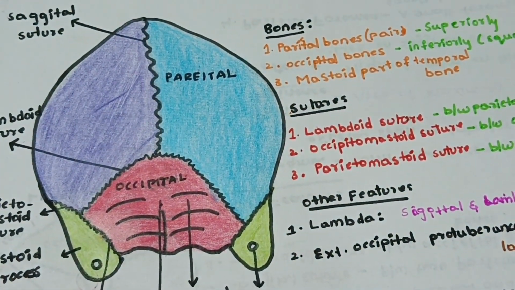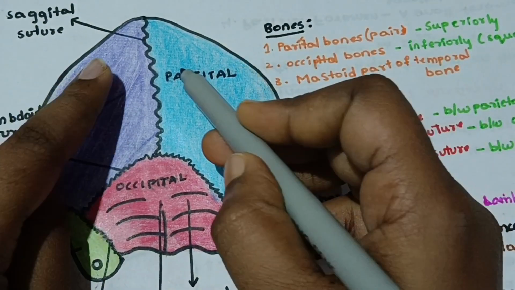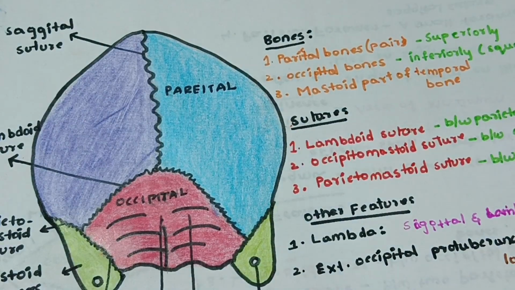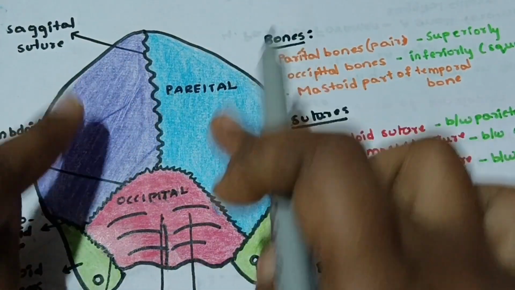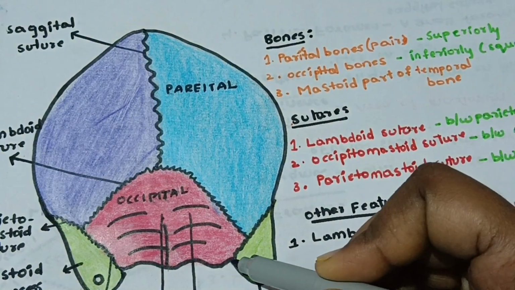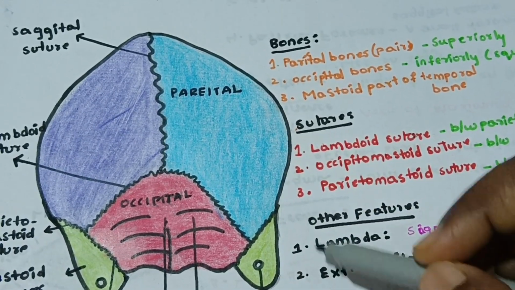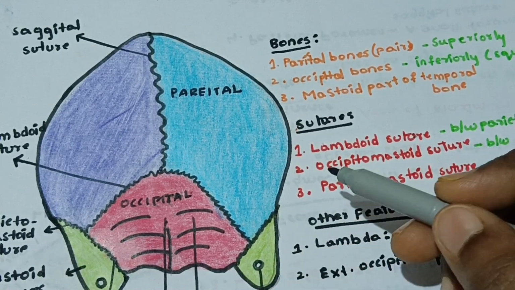The main bones involved in the formation of norma occipitalis are obviously the occipital bone, the posterior part of the occipital bone, with the posterior parts of the parietal bones. Mainly three bones: two parietal bones and one occipital bone, along with the mastoid. This is the mastoid part of the temporal bone. We have one more bone known as the temporal bone.